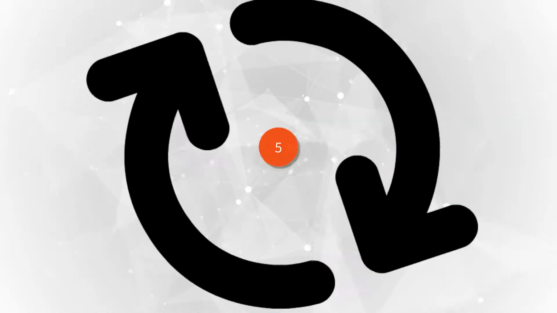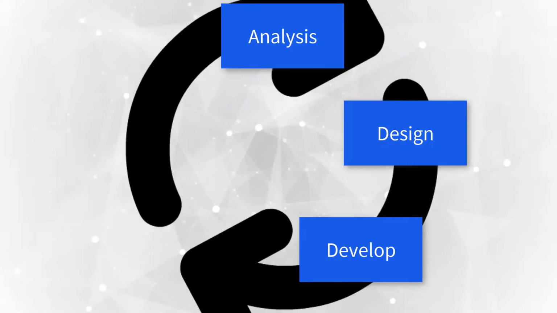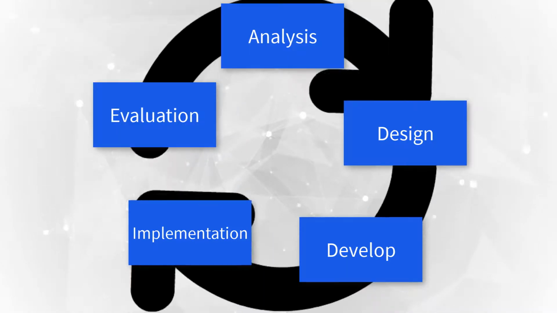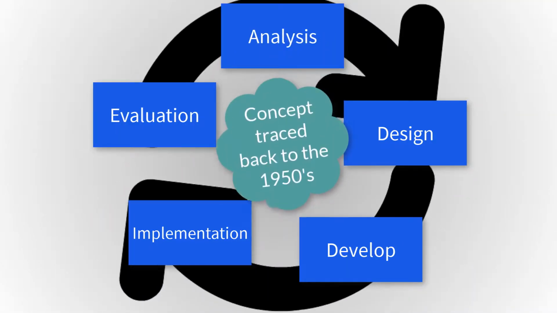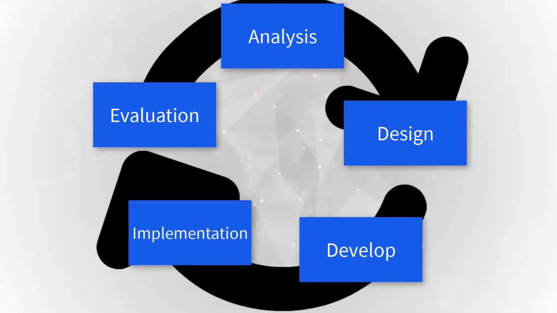It consists of 5 steps or phases in the following order: analysis, design, develop, implementation, and evaluation. The ADDIE model has been around for decades and has proven to be very effective in the world of e-learning. Let's look at each step.